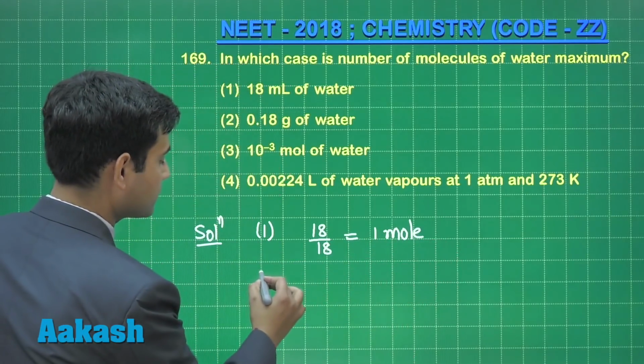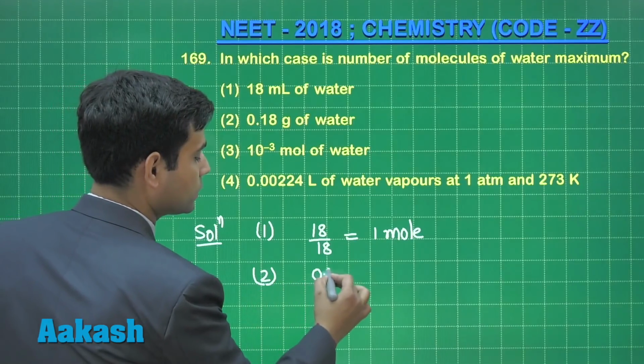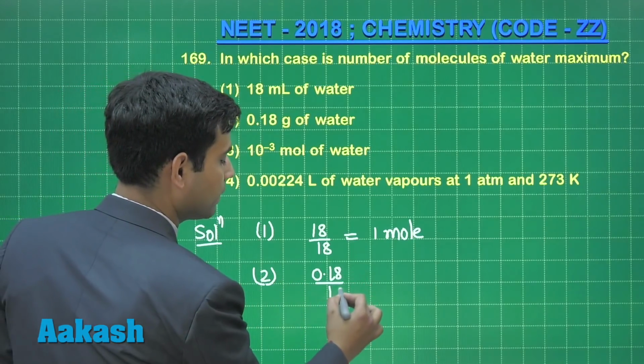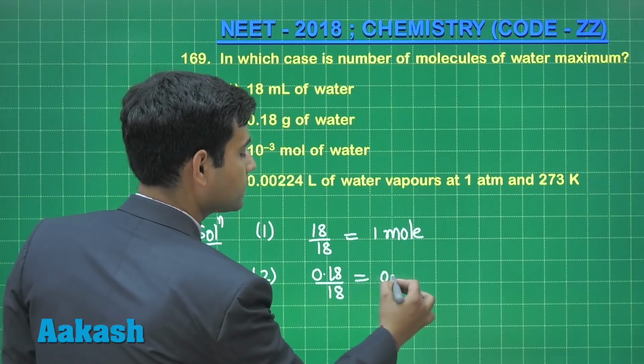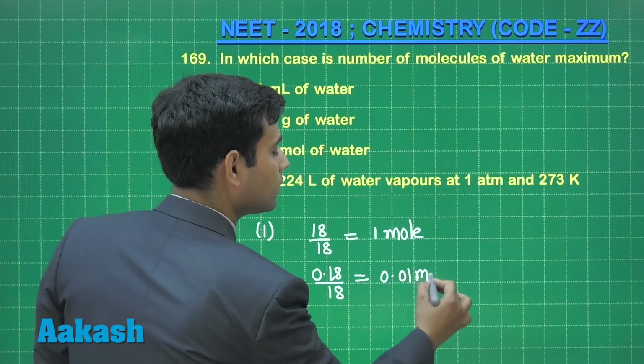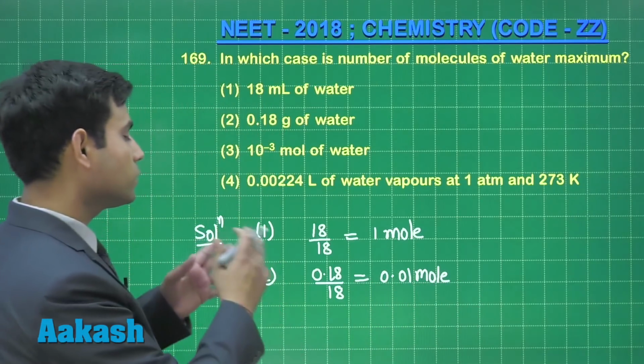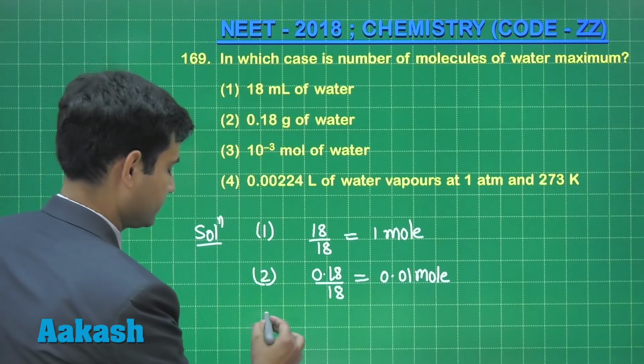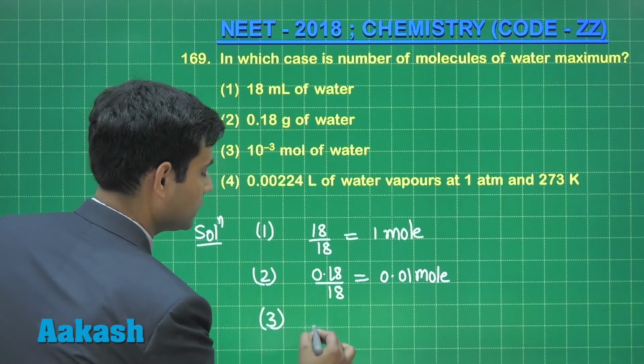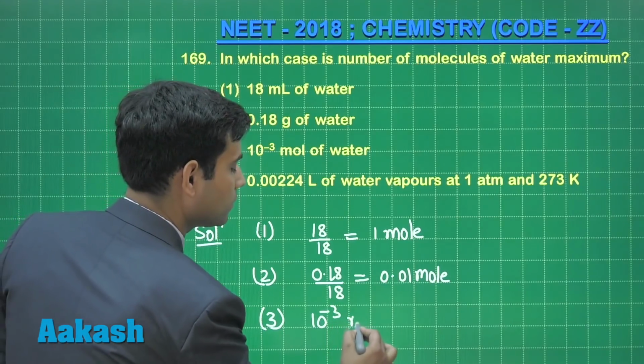In the second case, we have 0.18 gram of water. So 0.18 divided by 18 will give us 0.01 mole. In the third case, we have 10 to the power minus 3 mole of water.